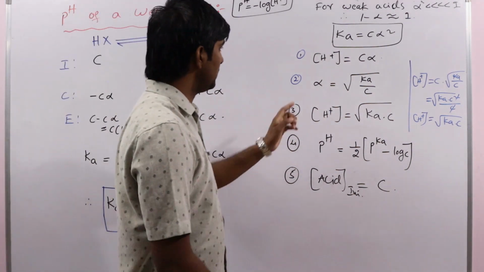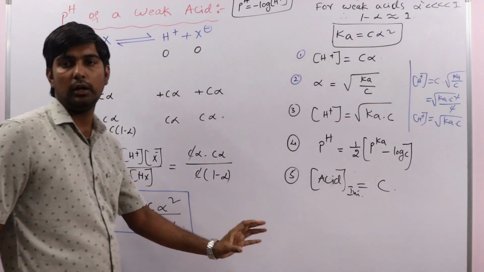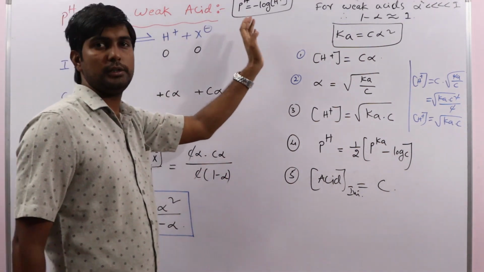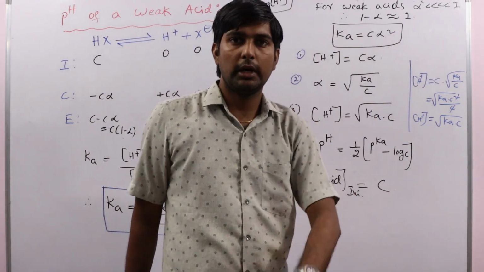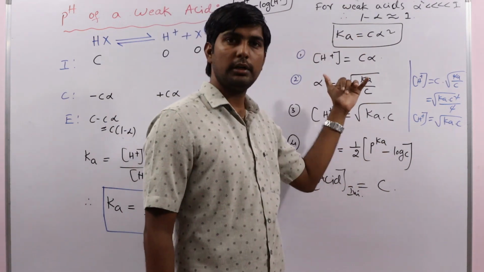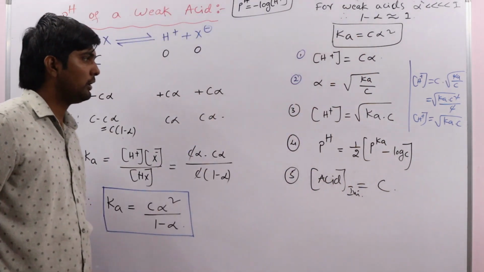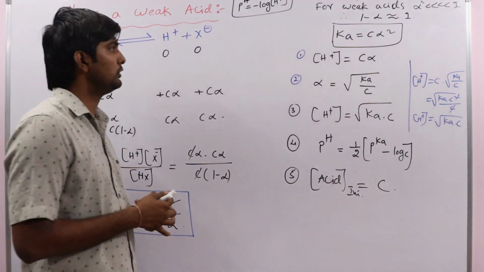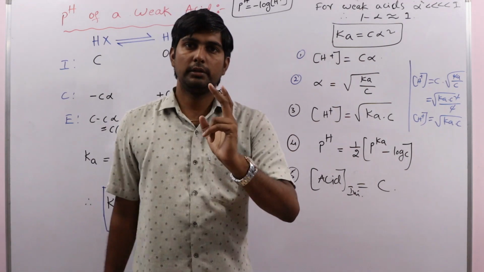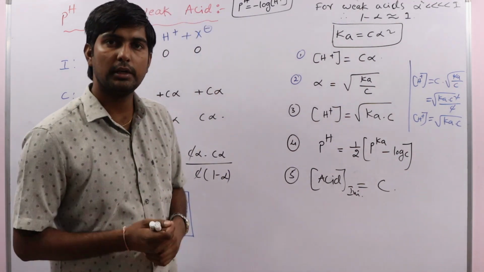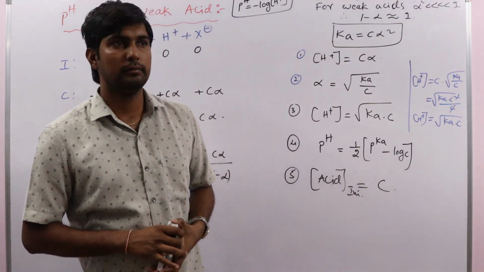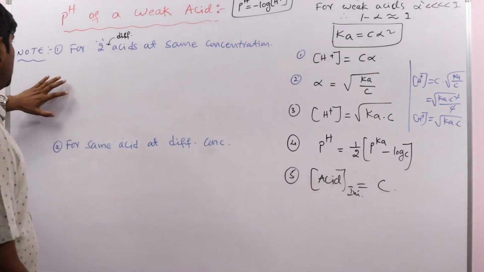So these are the different formulas which are helpful to solve the problems related to pH calculation of weak acid, or H plus ion concentration calculation, or Ka calculation, whatever it may be. So we will get so many different types of problems related to this one. Now here we have two special cases that we discuss, and then we discuss how to calculate pH for the weak base also. Now let us see two important special cases.